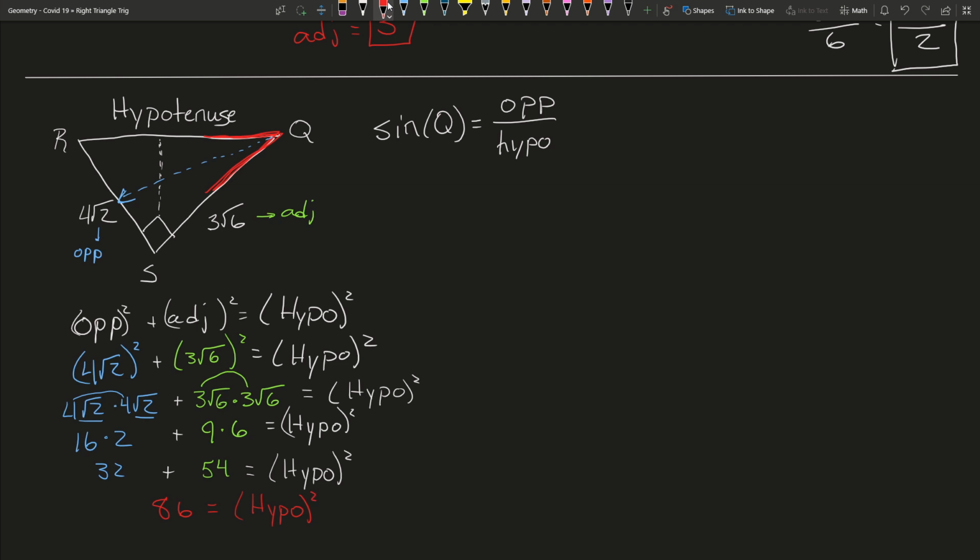So then 86 is equal to the hypotenuse squared. Now, we have to simplify this after we take the square root. So I'm going to move up here. You have to take the square root of both sides. Then we have to simplify that radical. So I'm going to do kind of the long way, and just take out 2's.